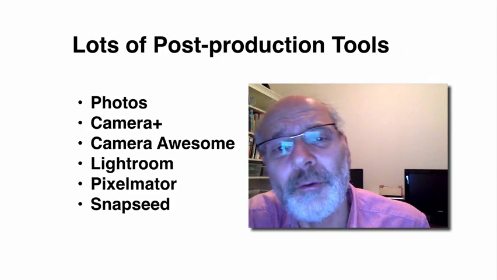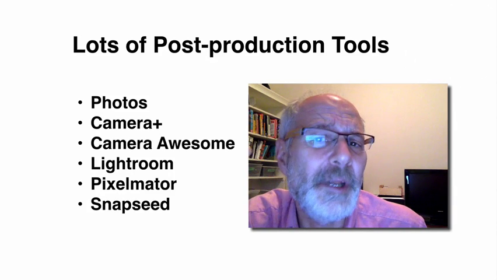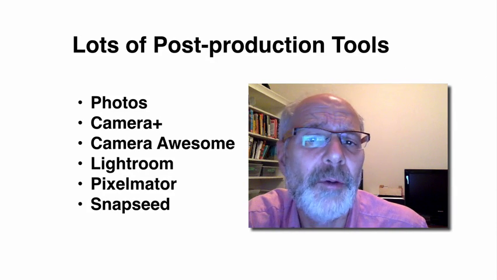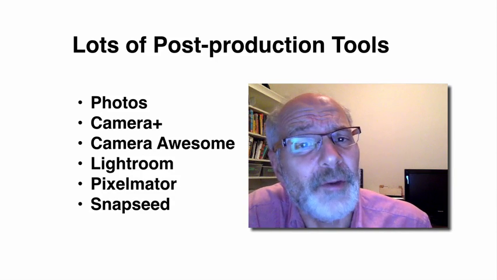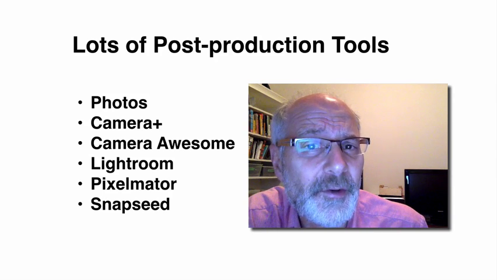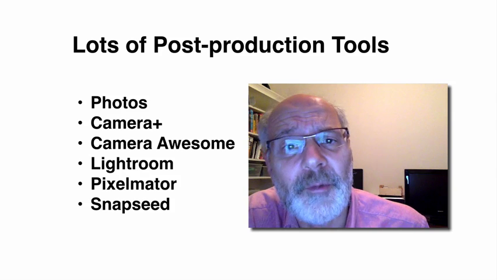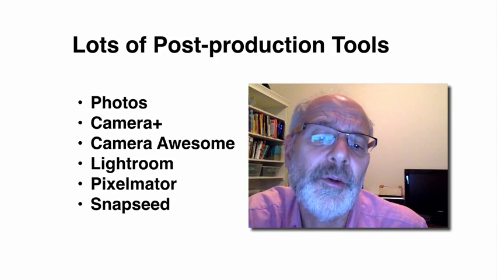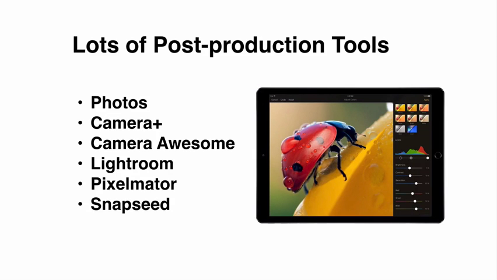Well, I used post-production tools, and there are a variety of them available on the Android side and on the iOS side, the iPhone side. So you can use the basic photo tool on the iPhone and in Android to adjust saturation, exposure, contrast, and other things. Or you can use apps like Camera Plus or Camera Awesome or Lightroom or Pixelmator or Snapseed, and you're looking at Pixelmator over there on the right-hand side.